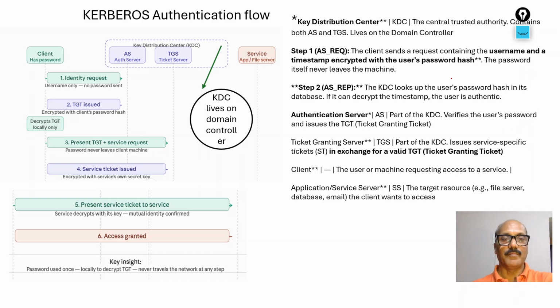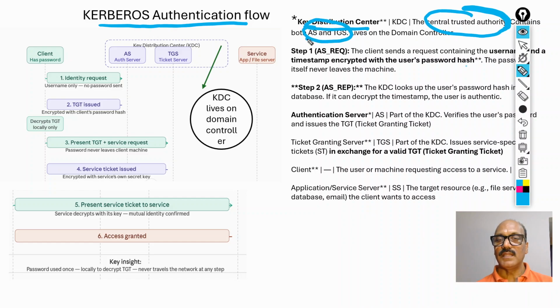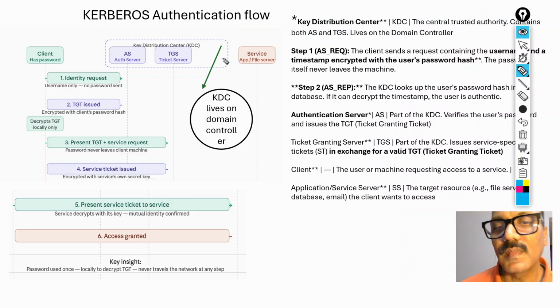Okay, this will give much more idea about the working of Kerberos. So as I mentioned, the Key Distribution Center is nothing but a central trusted authority. It contains two important components: the Authentication Server, AS, and the Ticket Granting Server, TGS. They are on the domain controller. So how exactly do things happen? Let's see. There are multiple steps. I have now mentioned the overview or summary of the main core principles of the working of the Kerberos authentication protocol. Okay. So first, step 1.